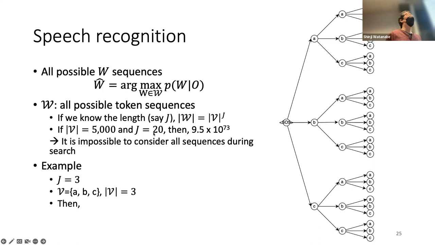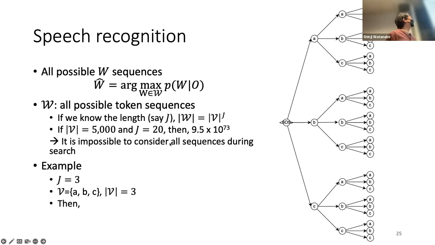And then the number of all possible sequences is this number. It is impossible. So basically, a search problem has to deal with this kind of super huge search space. Okay, so it's a little bit too large to write a 5,000 vocabulary and 20 length.